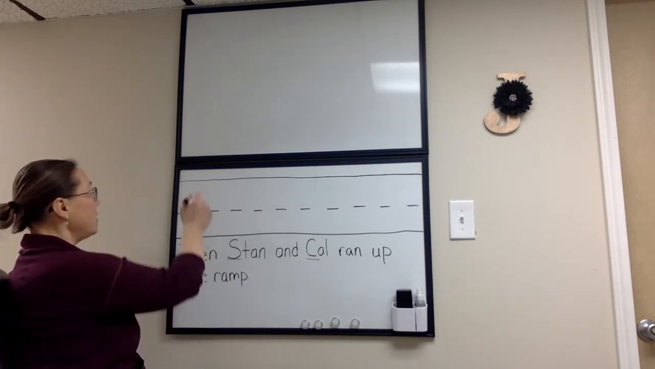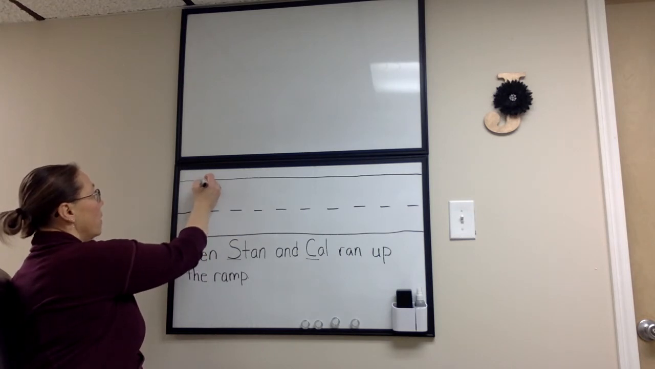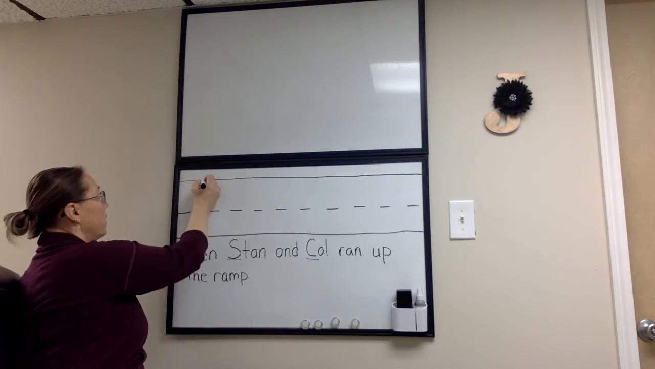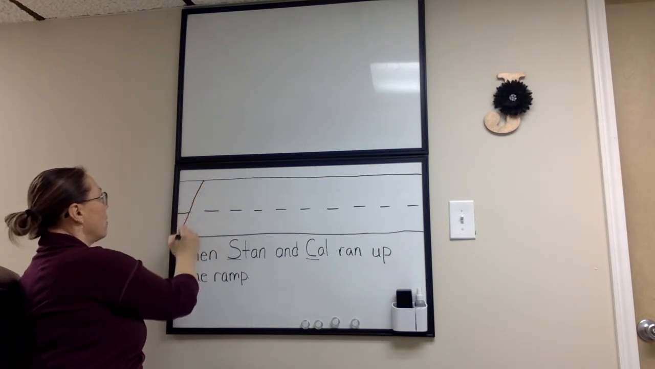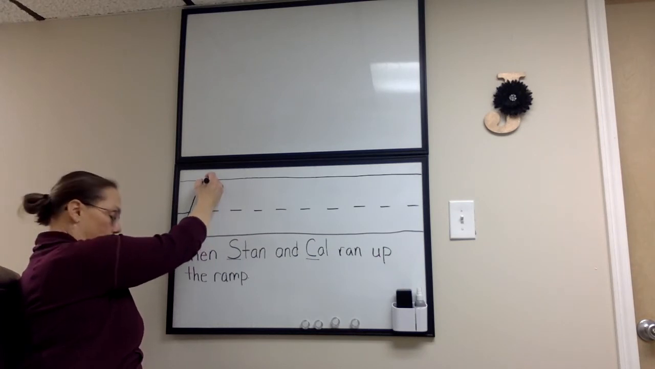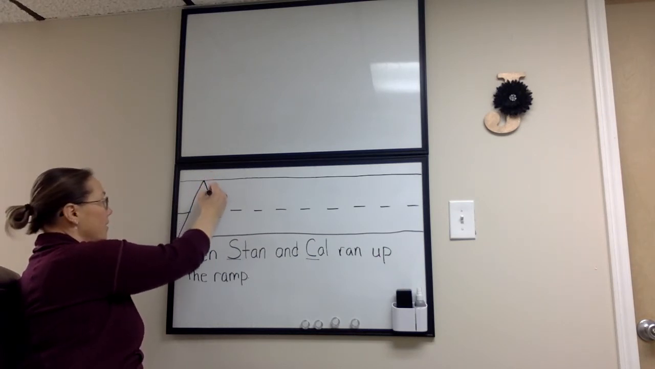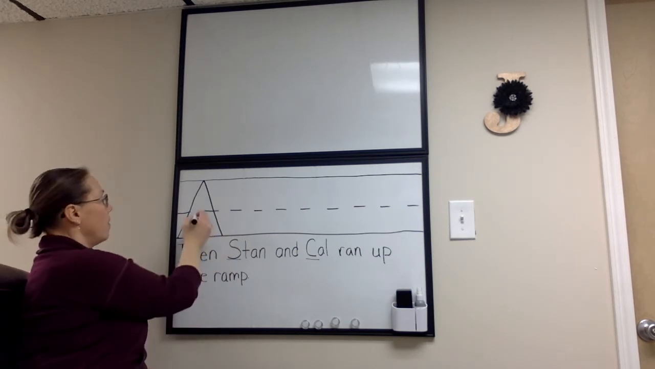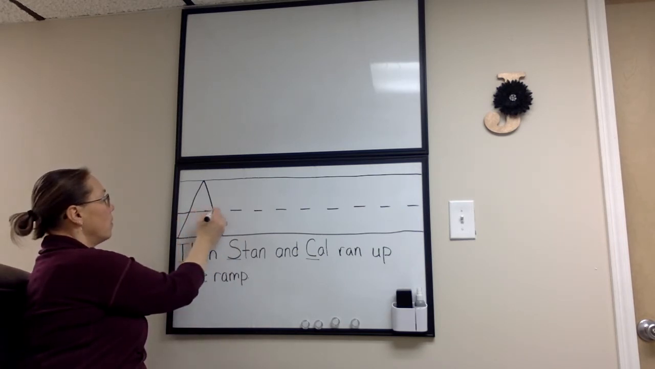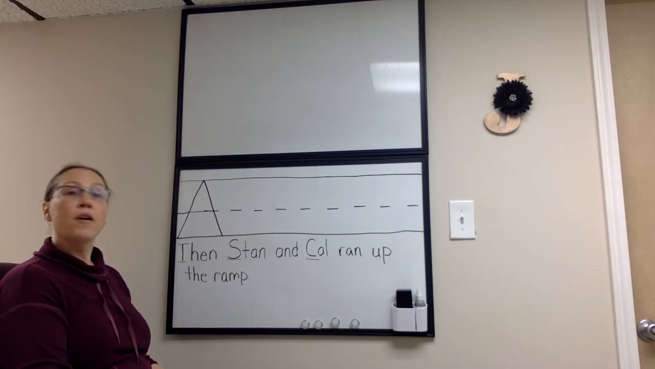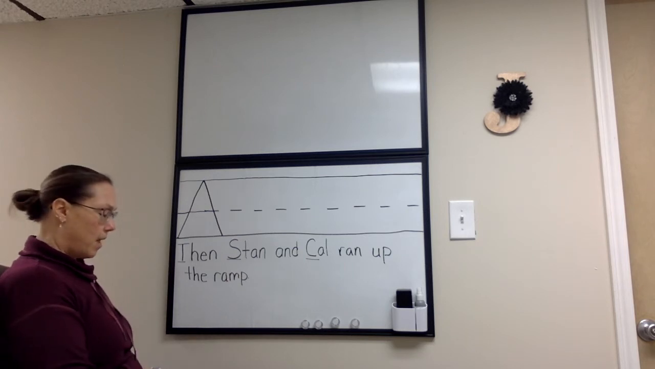And so A starts up here at the top of our line. And our first line is diagonal left. Then I go back up to my starting point and I go diagonal right. Then I go to the middle with a line across. That is our capital or uppercase A.